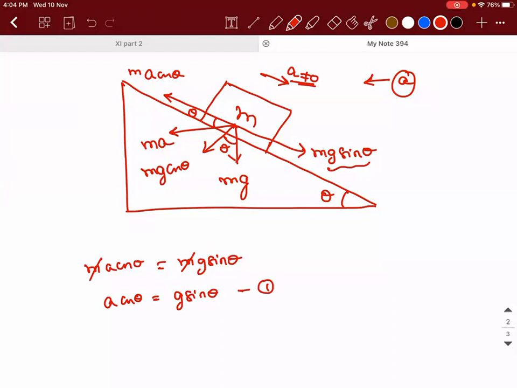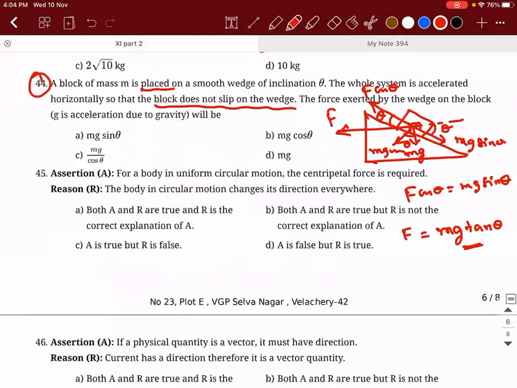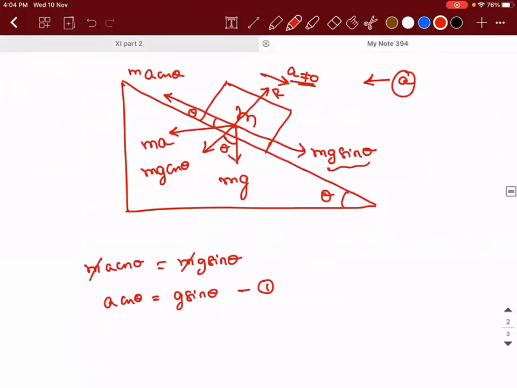Sir, if we further write this, it will come a is equal to g tan theta. But see, there is a reaction force, right? You read the question carefully. That is the second part, the force exerted by the wedge on the block. So what do you want to do? You want to write a is equal to g tan theta. Yes, sir.